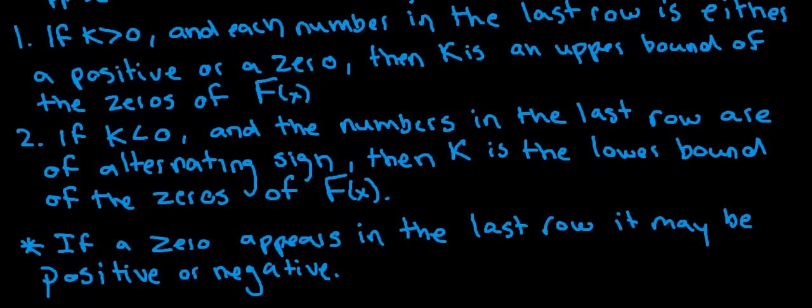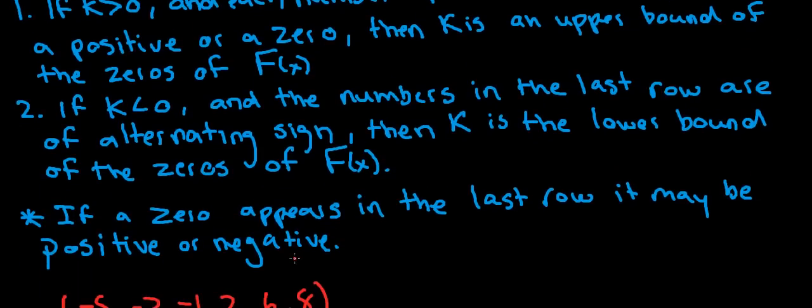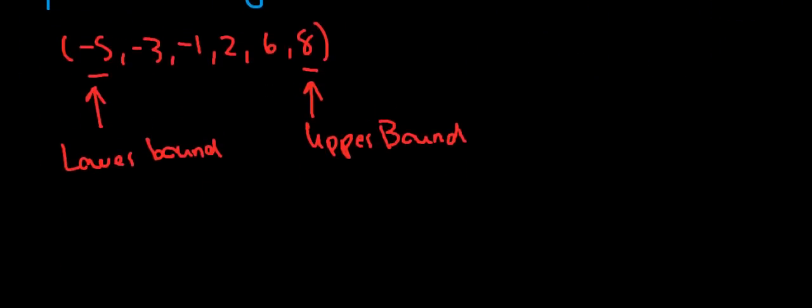And there is one more note, and that is if a zero appears in the last row when we've done our synthetic division, that zero may be given a positive or negative sign. So let's do a few examples to explain these rules.